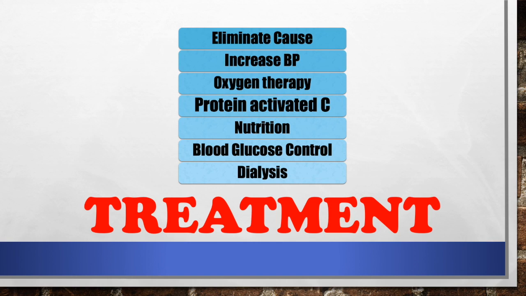Treatments include eliminating the cause, which means using broad-spectrum antibiotics until the blood culture results come back, increasing blood pressure in order to restore the perfusion, oxygen therapy via mask or nasal prongs, protein-activated C, which is given for anti-inflammatory effects, nutrition, controlling blood sugar using insulin, and dialysis if kidneys are failing.